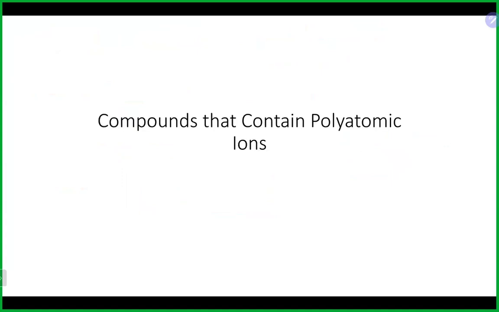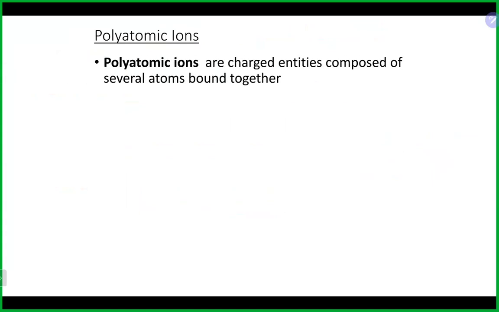The last type of naming that we're going to talk about is polyatomic ions. Polyatomic ions are kind of weird things. They are basically groups of nonmetals that are bonded together through sharing of electrons, but they end up with an overall charge, so they're considered ions.